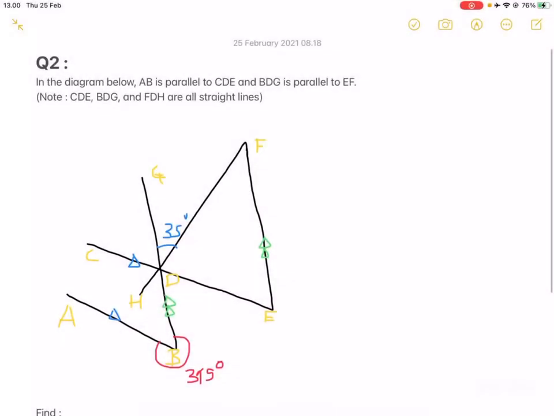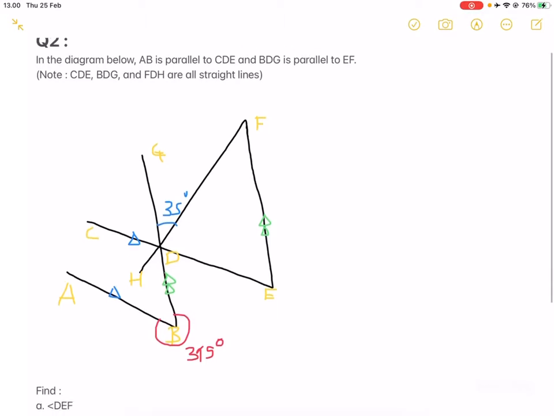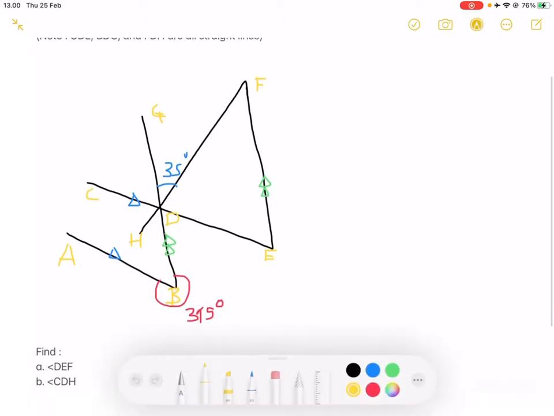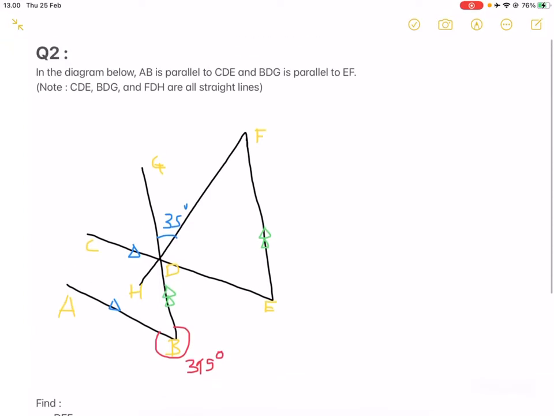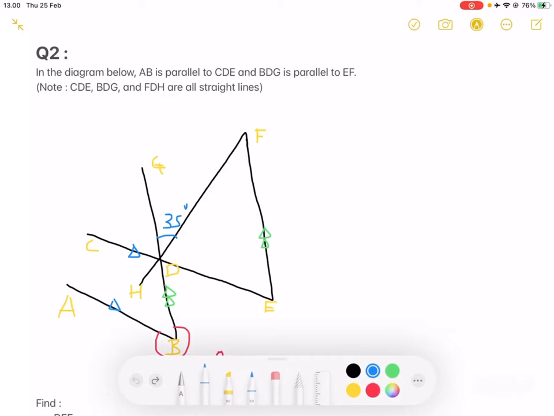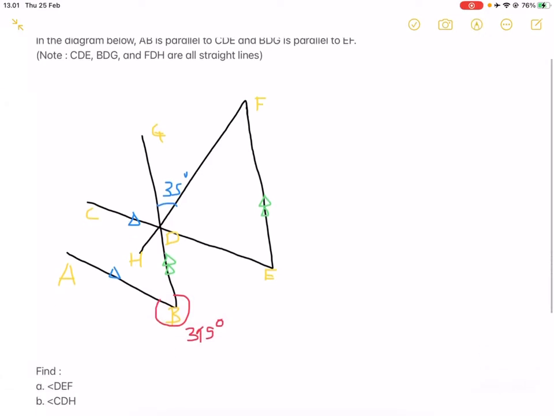Alright, this is the second question. So we know that AB is parallel to CDE, which is this segment and this segment right there. And then we know that BDG is parallel to EF. So it is this segment and this segment right here. And I've given a clue. CDE, BDG, and FDH are all straight lines.